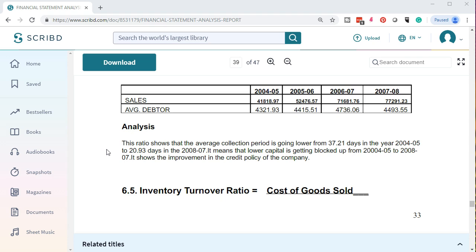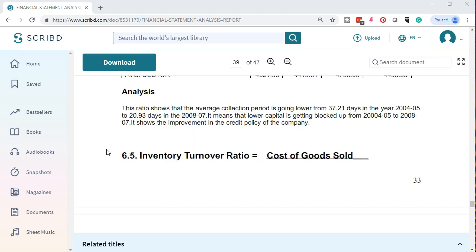So again, improvement in the credit policy. We see improvement happening. What is that improvement? How did they do that? How did they actually improve in that? What actions did they take that led to that improvement, if any, or is it an economy type of thing?